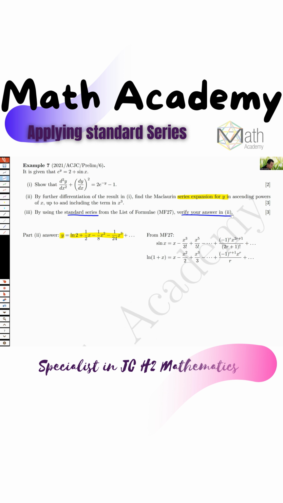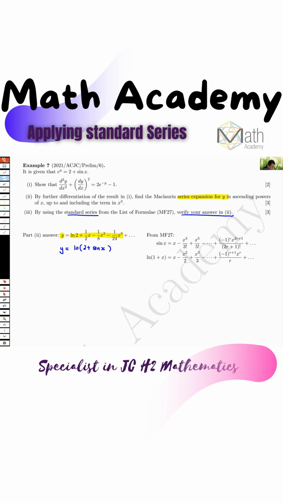They already guided you, I want to use standard series. So what's the standard series that you want to apply? This is our y. From the initial equation, can we write down what is y first, with y being the subject? Okay, so like we have just now, we will ln both sides. And it will be then clear that I need from the formula list a sine expansion, which I have listed, and also a ln expansion, which is ln 1 plus x.